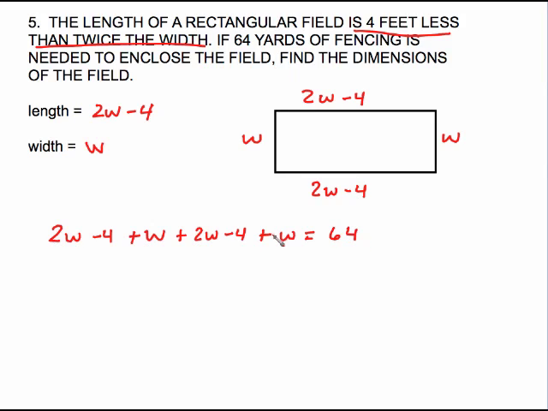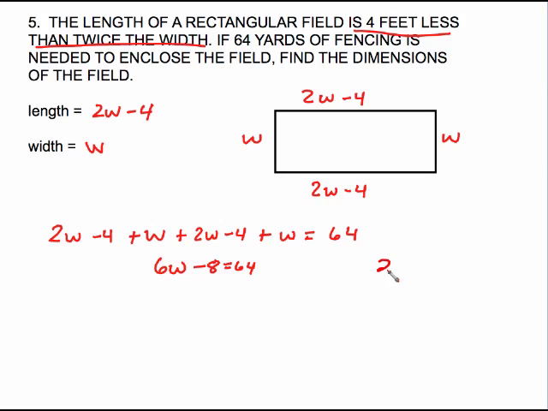So there's our equation. We just have to gather up our like terms. 2W plus 1W plus another 2W plus 1W is 6W. Negative 4 and negative 4 is negative 8, equals 64. Now, that's just doing perimeter, like just add them all up, because that's what perimeter means.